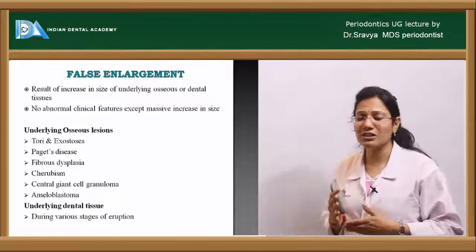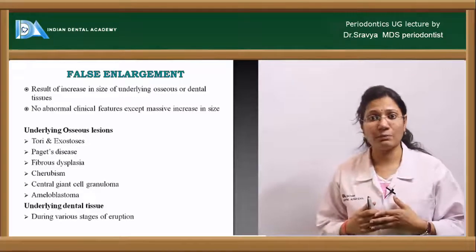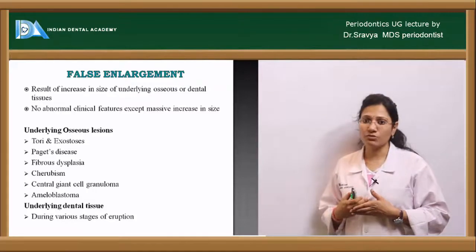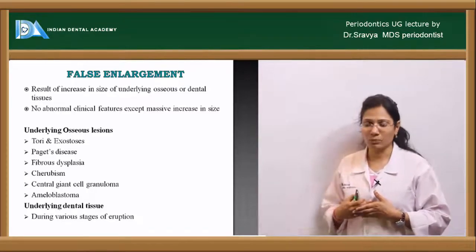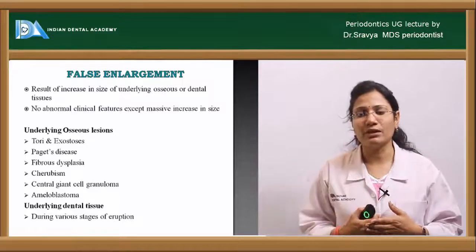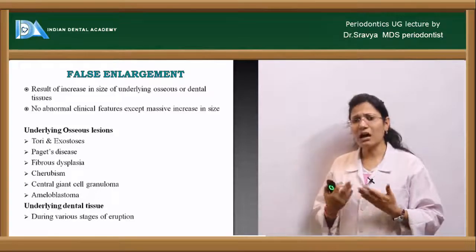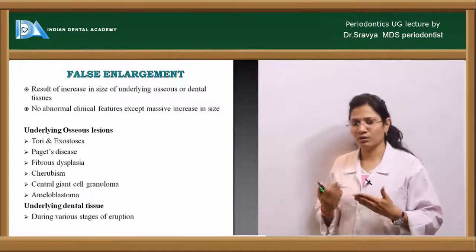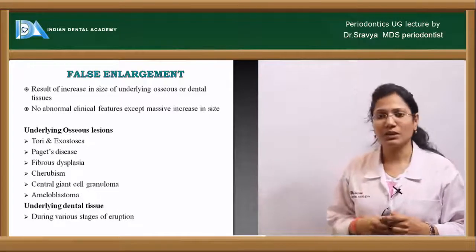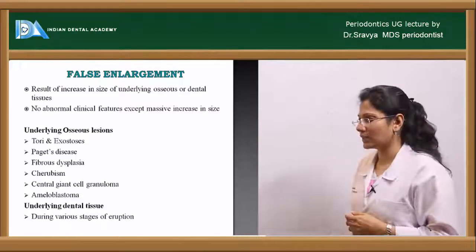So the underlying osseous lesions like tori, exostosis, or probably the patient is having Paget's disease or fibrous dysplasia, cherubism, and then central giant cell granuloma or ameloblastoma. All these will appear as if the patient is having a gingival enlargement, but rather it is an underlying osseous deformity. Now, underlying dental deformities can occur during various stages of tooth eruption. So you can have something called eruptive gingivitis.